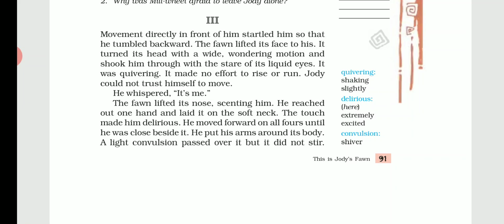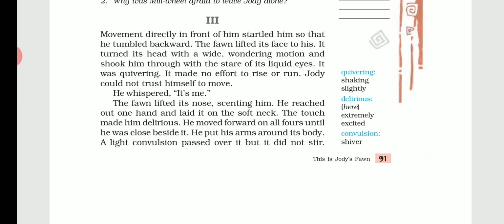Here, Jody. First, I'll tell you some word meanings. Startled means feeling or showing sudden shock or alarm. Tumbled means fallen or collapsed. Quivering means shaking with a rapid motion. Okay. So now what happened here?